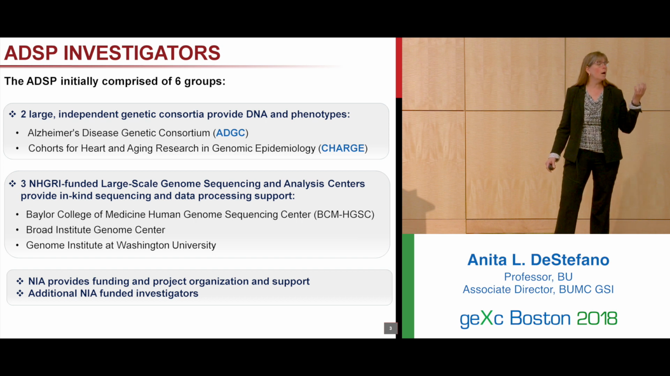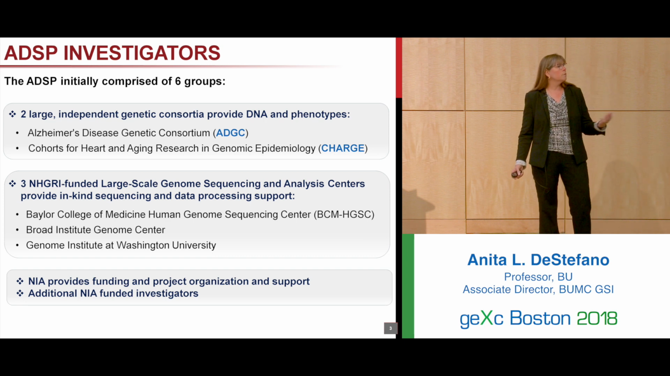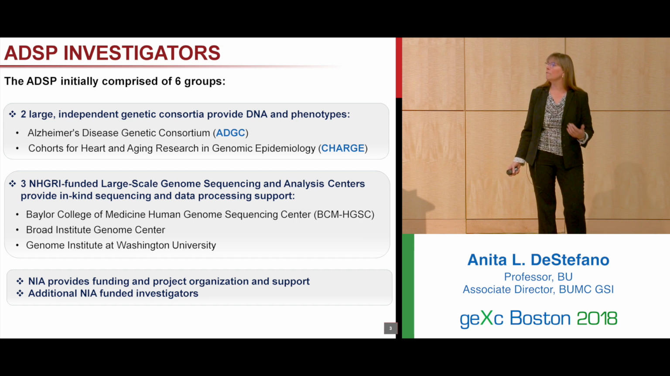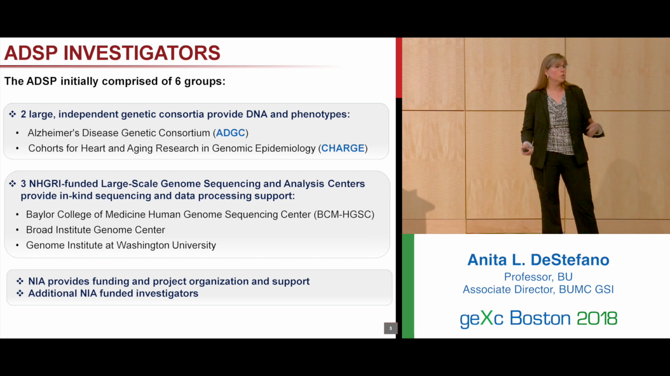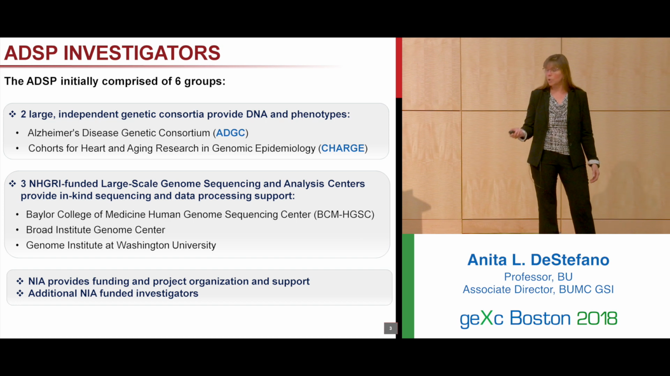There were 2 independent genetic consortia involved in Alzheimer's disease research, the ADGC and the CHARGE consortium, and both of those consortia were the ones that provided the patient samples and the phenotype data. Also involved were the 3 NHGRI-funded large-scale genome sequencing and analysis centers. NIA provides funding and project organization and support. And at this point, there are additional funded investigators who also participate.